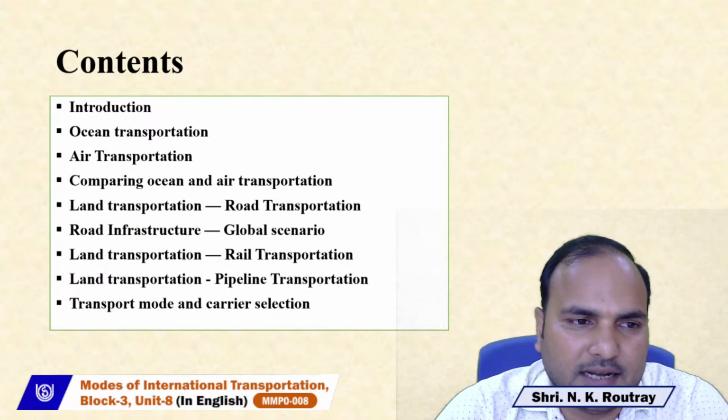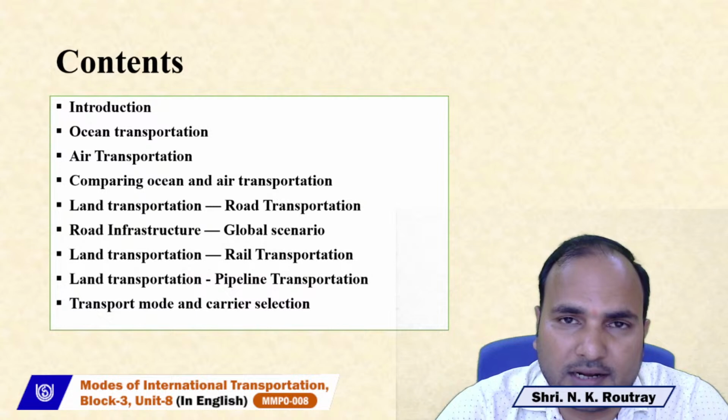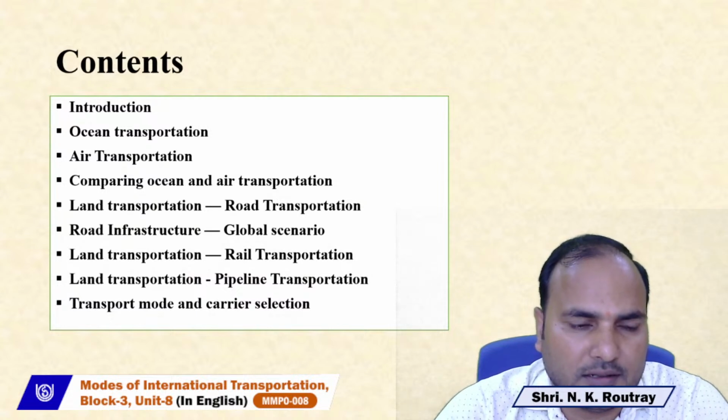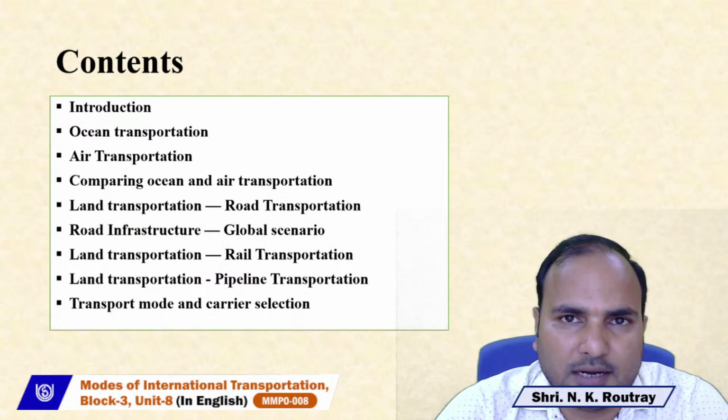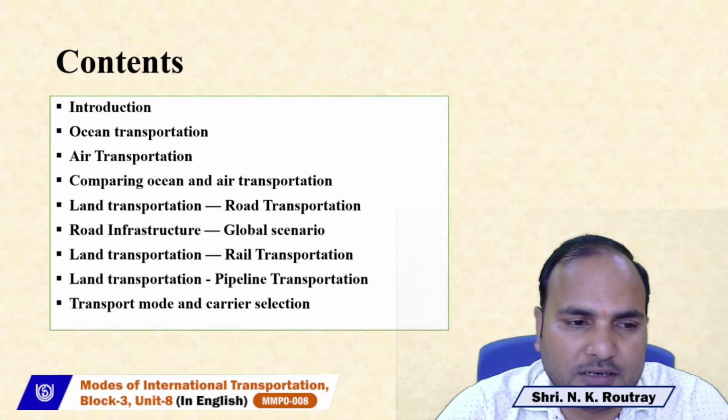Then we'll discuss in detail land transportation, road transportation, road infrastructure in the global scenario, then land transportation relating to rail transportation, and then land transportation that is linked with pipeline transportation. At last we will discuss transport mode and carrier selection. These are the things we will discuss today.